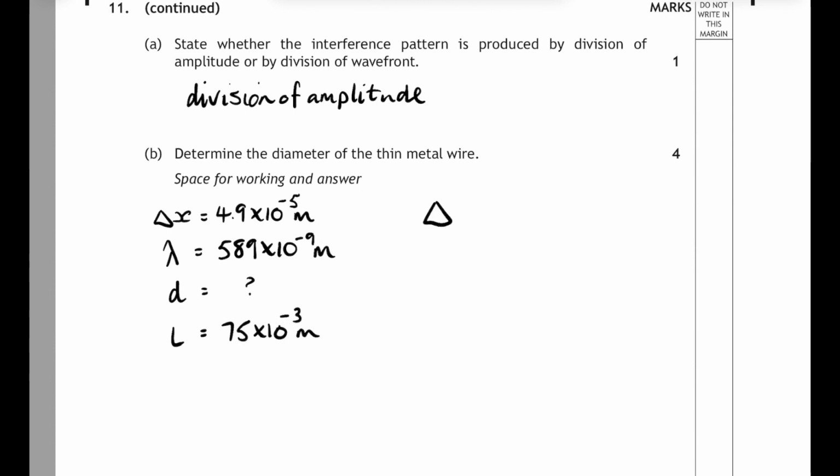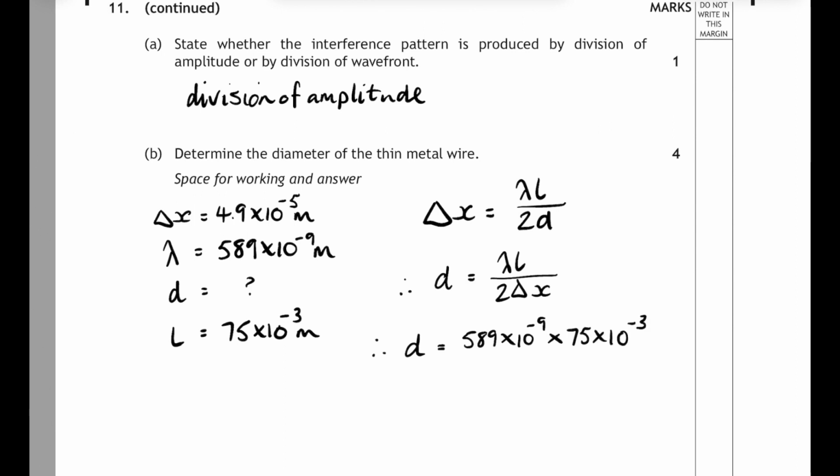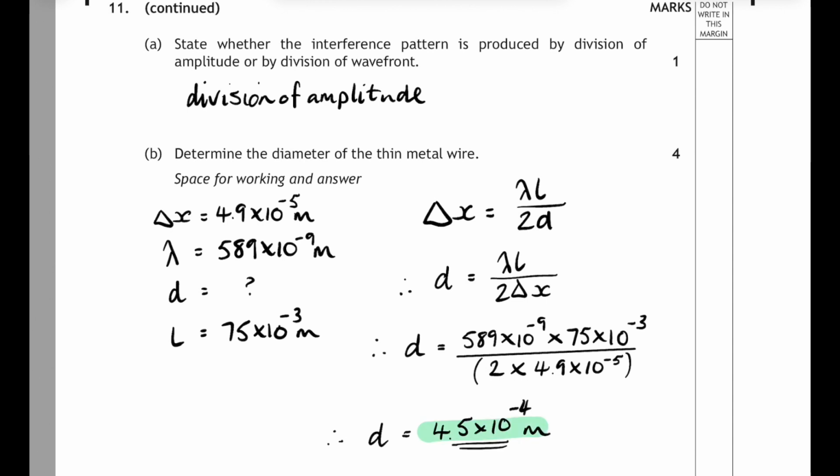And the reason we need all these values is because the relationship we're interested in is this one. Delta x equals lambda L over 2d. This is a relationship you can use to find the fringe spacing in an interference pattern produced on an air wedge. Let's rearrange it first because it's d we're interested in. So d will be equal to lambda L over 2 delta x, and then we can substitute all the values in from the list on the left hand side there. And if you do that all correctly on your calculator, you'll get an answer for d. The diameter of the thin metal wire is 4.5 times 10 to the minus 4 metres.